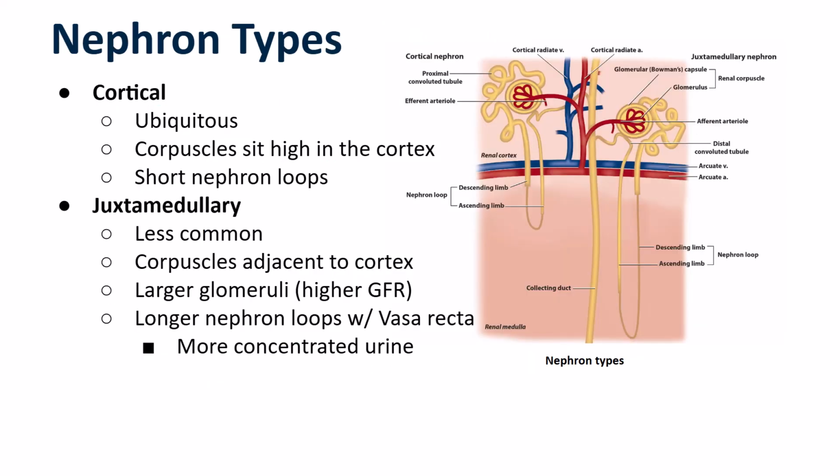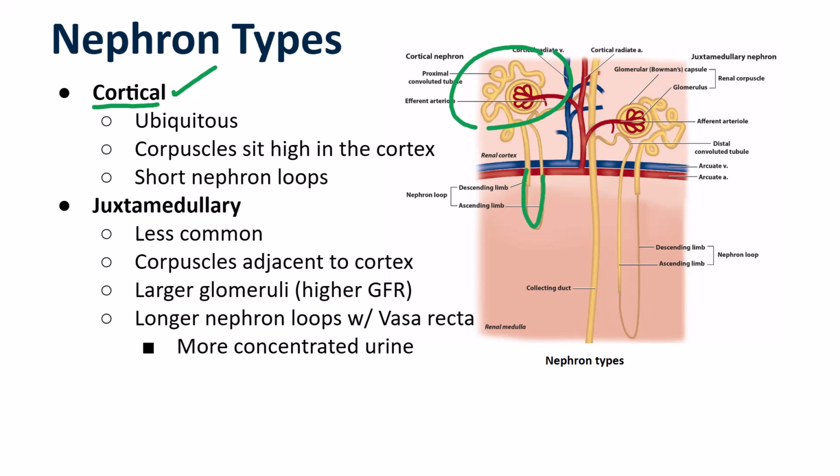So there are two distinct types of nephrons: cortical nephrons and juxtamedullary nephrons. Cortical nephrons are the most common type of nephron. They sit well within the cortex, which is why we call them cortical nephrons, and they have very short nephron loops that just barely make it into the medulla.